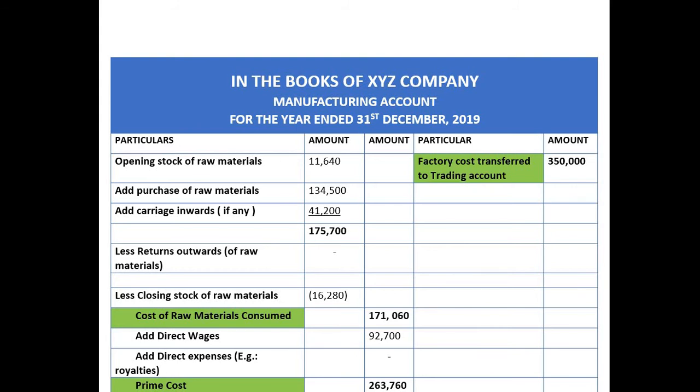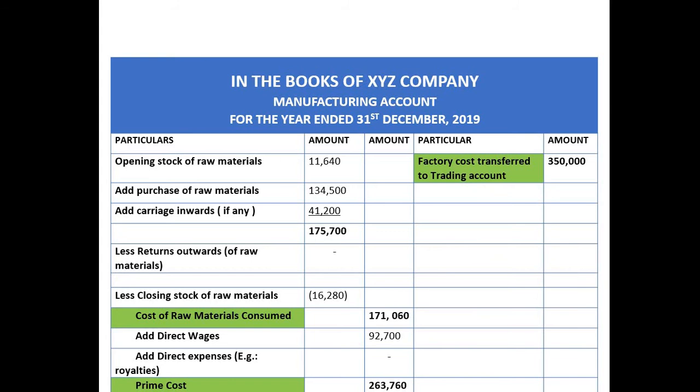We add carriage inwards, which amounted to 41,200. The three are added and gives us 175,700. When we less return outward or purchase return, of which here we are not given, we are given closing stock of raw materials, which we subtract, that amount to 16,280. We get cost of raw materials consumed, which amounted to 171,060.